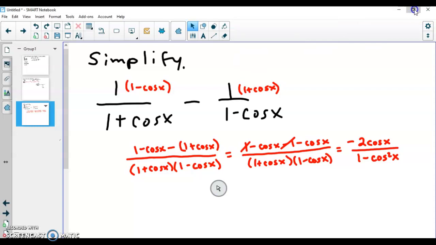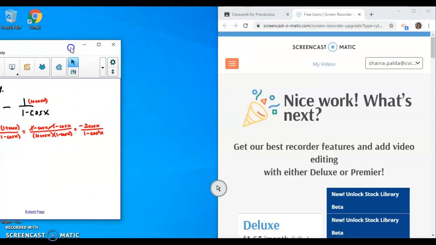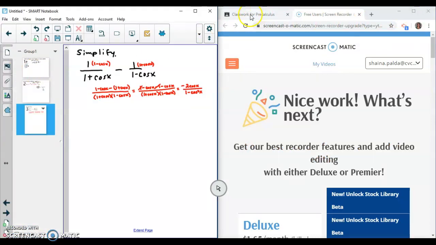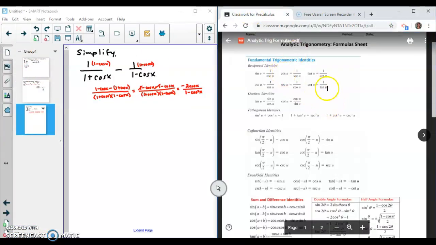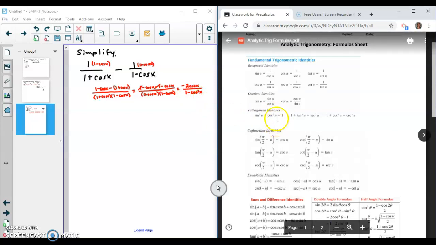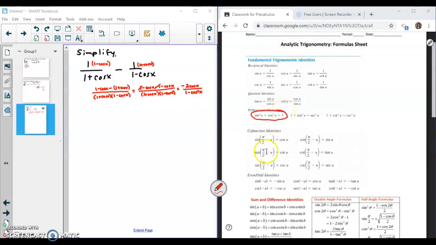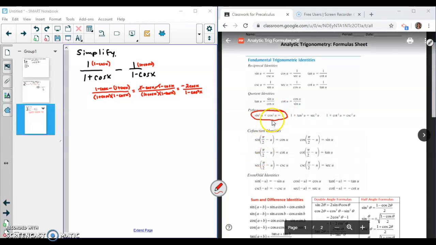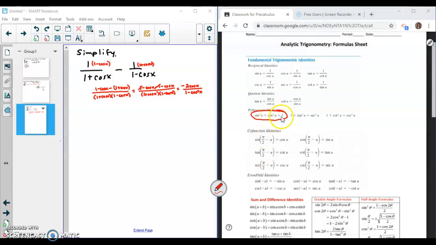Okay, we might think we're done, but we want to check to see what our formulas list has to say about this. Is there anything on our formulas list that would help us? So I'm going to minimize that screen for a minute and bring up our formulas list. Remember I said anytime you have 1 and a trig function squared, let's check it out. Looking at this first Pythagorean identity that says sine squared plus cosine squared equals 1. That means if I had 1 minus cosine squared, I could actually have sine squared there.